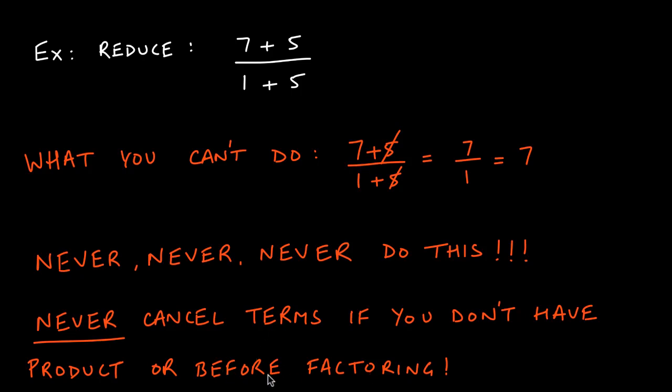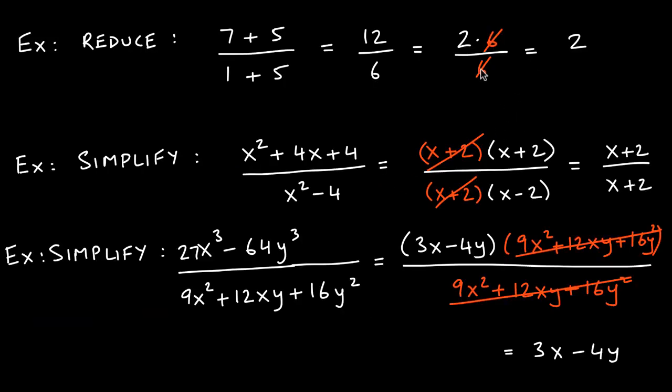This factoring part will come in handy when we start doing the problems in algebra. But what you're supposed to do is simplify first. So 7 plus 5 would be 12. 1 plus 5 would be 6. 12 over 6 would be 2. So the answer to this problem is 2. It's not 7. If you get 7, you're doing an illegal operation. This is not permitted.